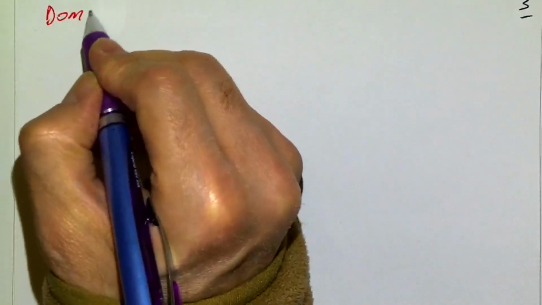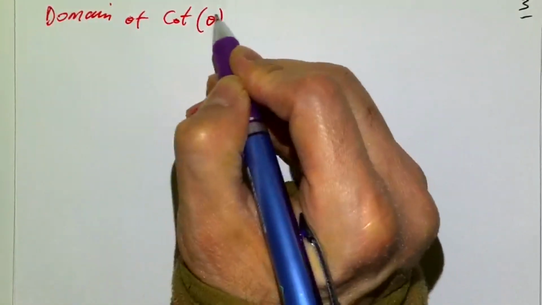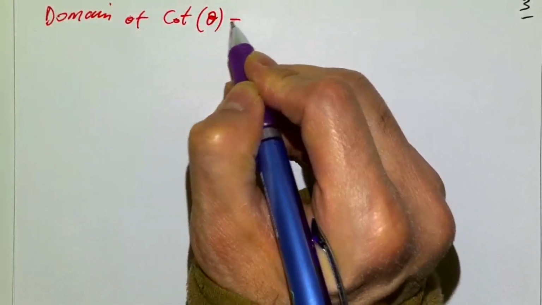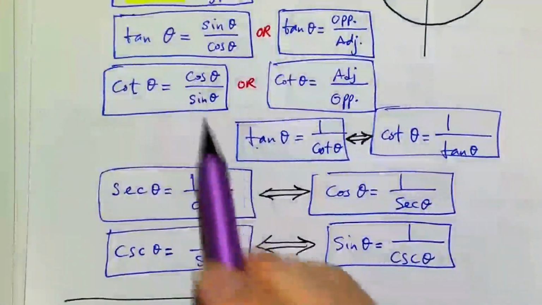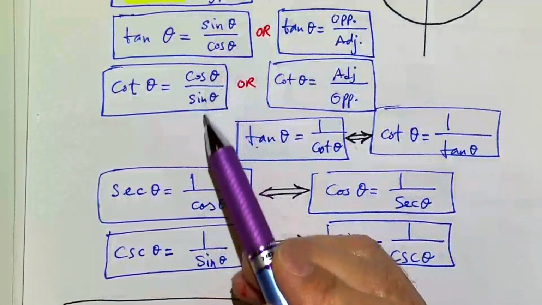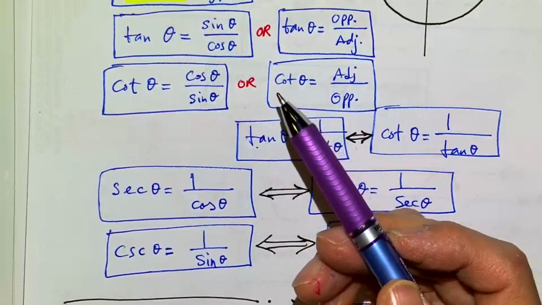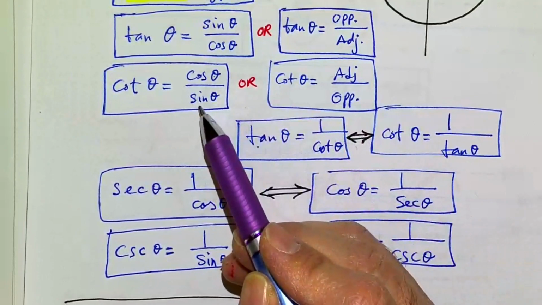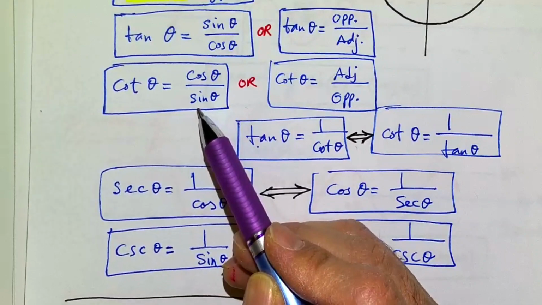So we have the domain of cotangent of theta. Do you remember what the cotangent of theta was equal to? It was equal to the ratio of cosine theta over sine theta. Again, we have a fraction, which is important to remember because whenever the sine of theta is 0, you're going to have a vertical asymptote.